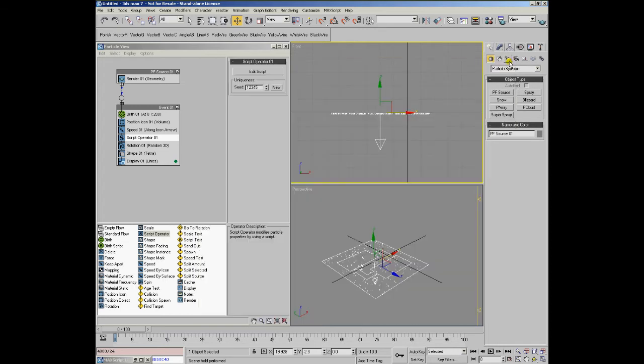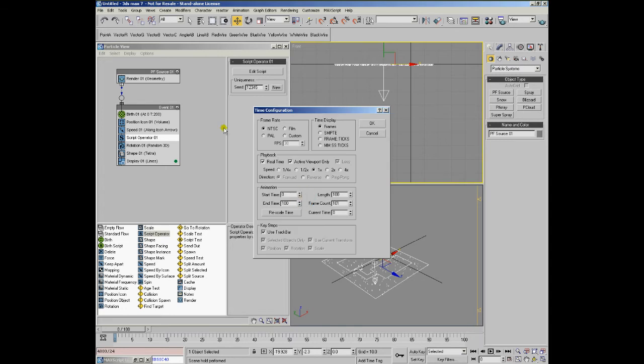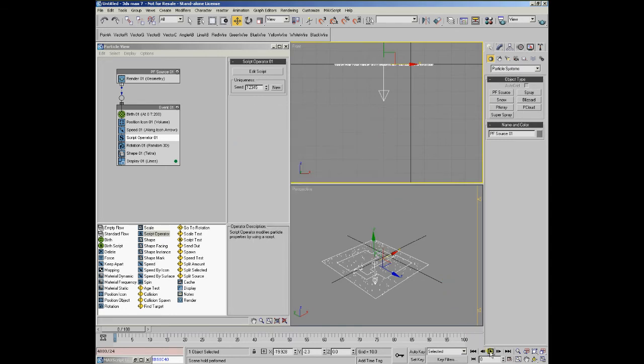Let's close our script and take a look at the result. Now the particles will move in random directions along the minus z-axis, but still at the same speed of 1 unit per frame. Let's add a cache so we can scrub back and forth, and take a look at the result.